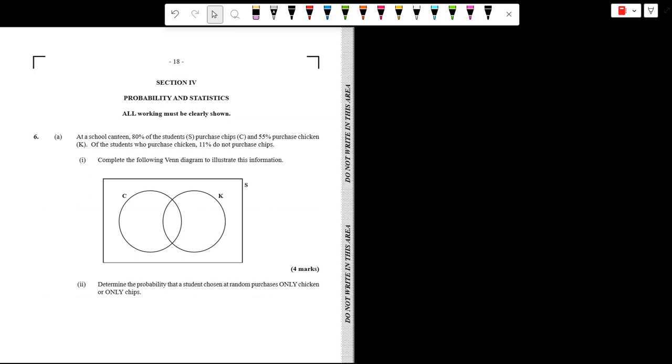And this is pretty much almost everything that we could actually observe from this box and whisker plot. So this is the end of this question. This was question 6, section 4 from 2022.